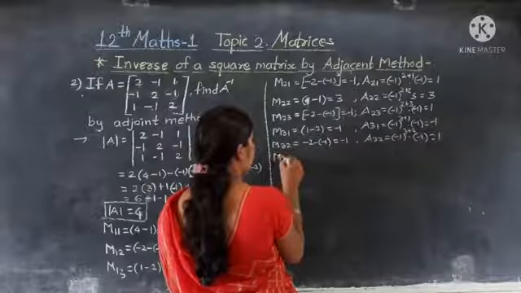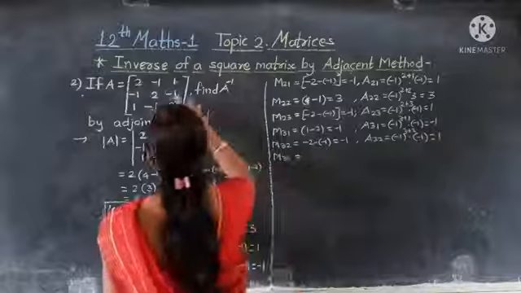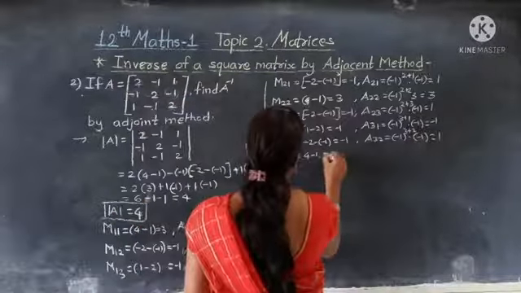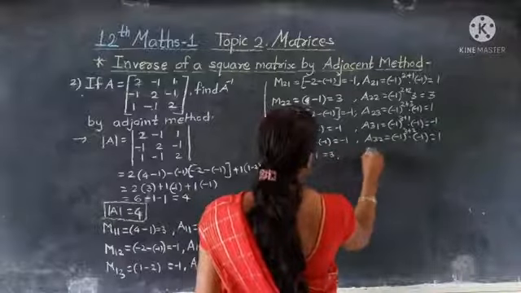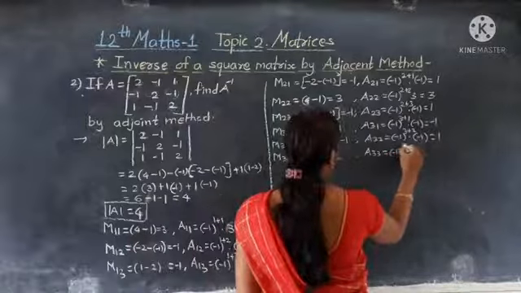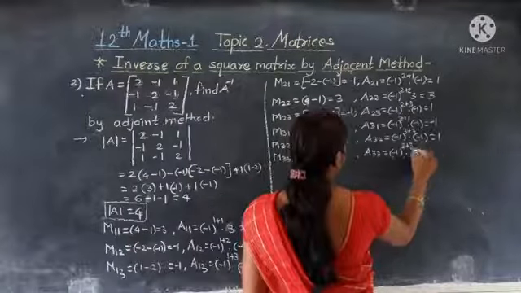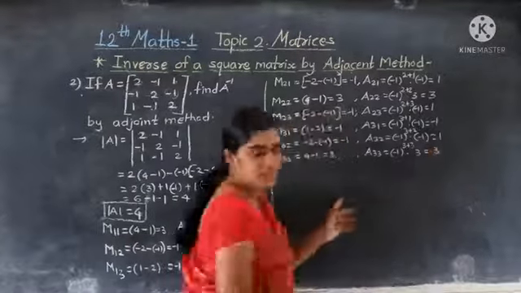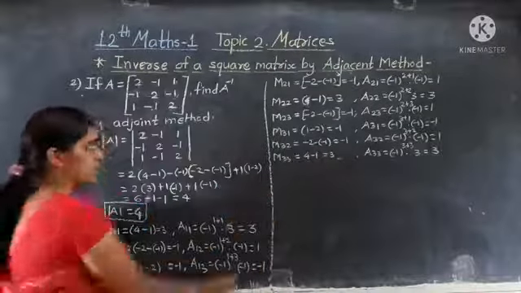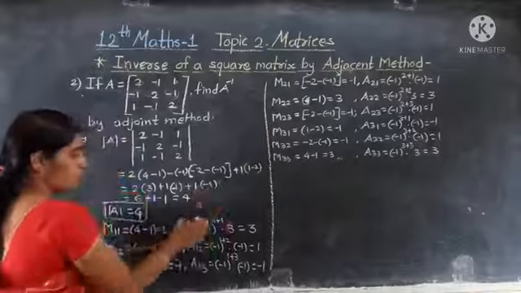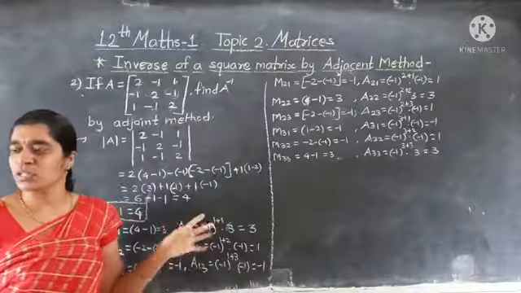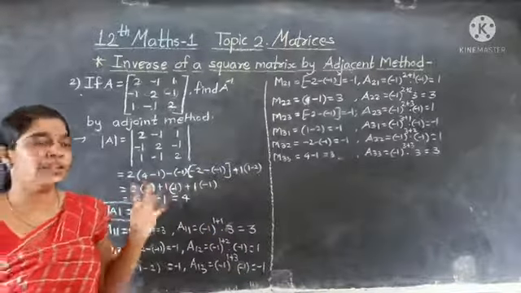Next, last one, M33. This element, you neglect this row and column. 2 2s are 4. Minus 1 is equal to 3. So we get A33 as minus 1 raised to 3 plus 3 into 3. This is positive, so answer is 3. Okay. Here we find this minor, and from this minor we find cofactor of each element. There are 9 elements because this is matrix of order 3 by 3.